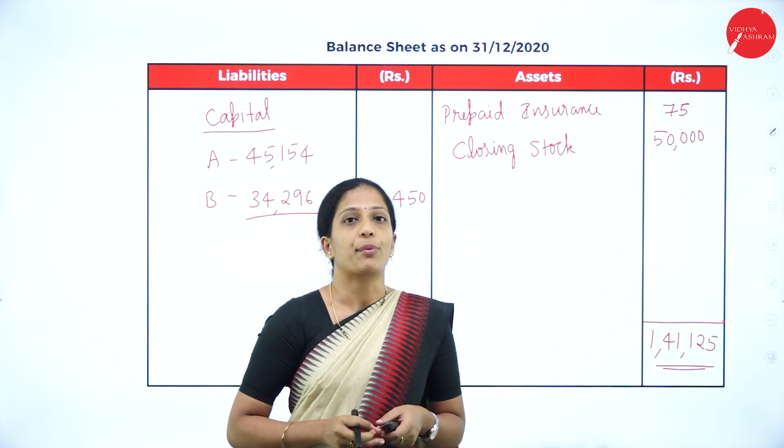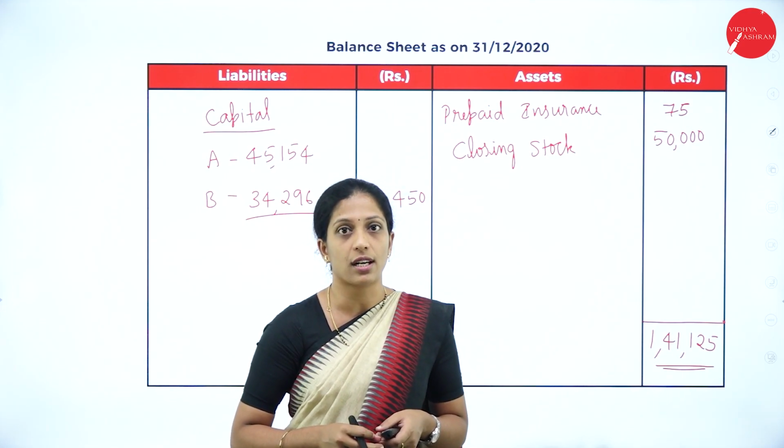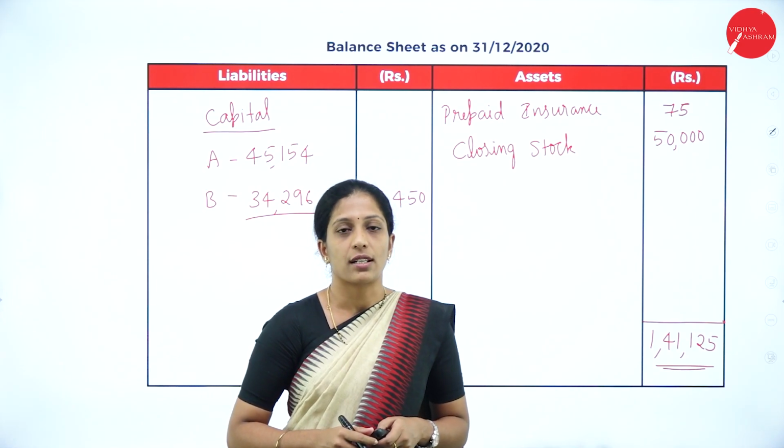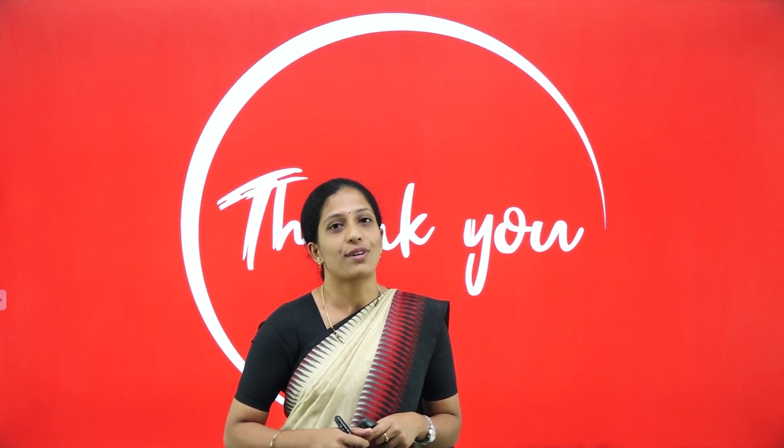So this is how you are going to solve a 15 marks problem under Part C of your question paper, where you have to prepare your trading account, profit and loss account, profit and loss appropriation account, partners' capital account and balance sheet. So, my dear students, I hope you have understood today's session.